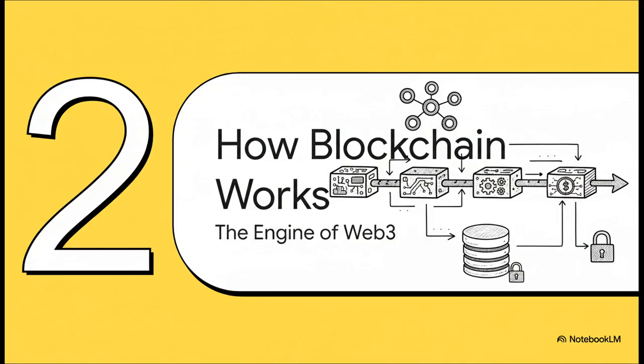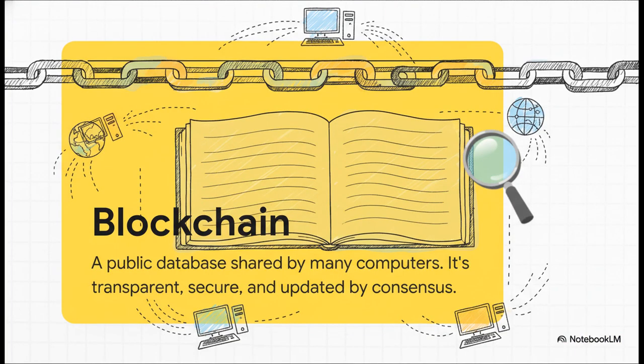Let's talk about blockchain. The easiest way to think about a blockchain is to imagine a public notebook. But instead of just one notebook sitting in an office somewhere, this notebook is copied thousands of times and shared on computers all over the world. When someone adds a new entry, every single copy gets updated at the same time. This makes it super transparent and incredibly hard to cheat or hack, because you'd have to change thousands of copies at once without anyone noticing. And best of all, no single company owns it.